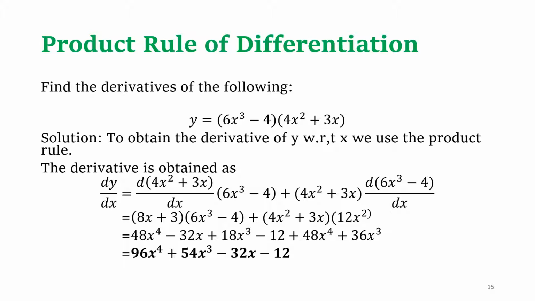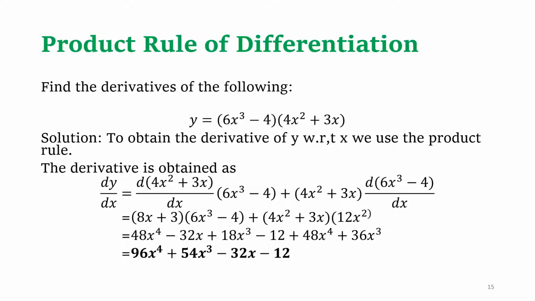Now let us differentiate this second term. Again, what do we do here? We take 2 times 4, which is 8, and subtract 1 from the power 2, which gives us 8x, right? Plus, for 3x, it is 1 times 3, which is 3, and x to the power 1 minus 1 is x to the 0, which is 1. 1 times 3 is 3. So this term in brackets is the derivative of the second term, and then we multiply by the first term, which is 6x cubed minus 4.